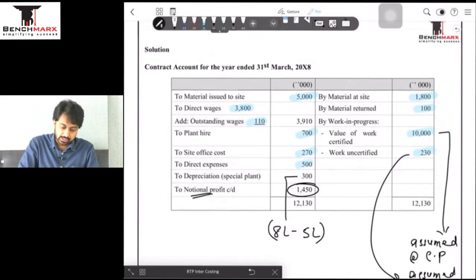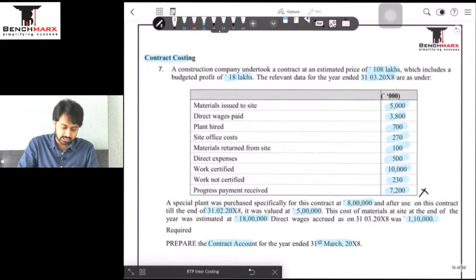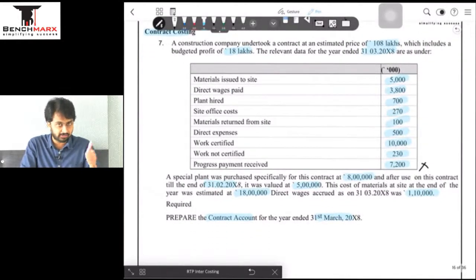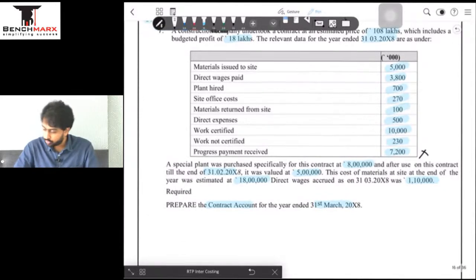वन मोर क्वेश्चन हो गया, दैट इज क्वेश्चन नंबर 7. तो अपना अभी के लिए अपना 5 हो गया, अपना 6 हो गया, अपना 7 हो गया, एंड नाउ वी विल बी गोइंग टुवर्ड्स द नेक्स्ट क्वेश्चन.